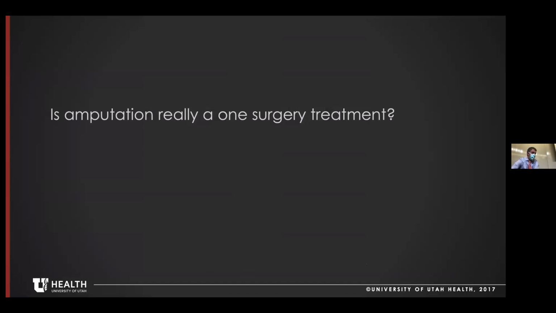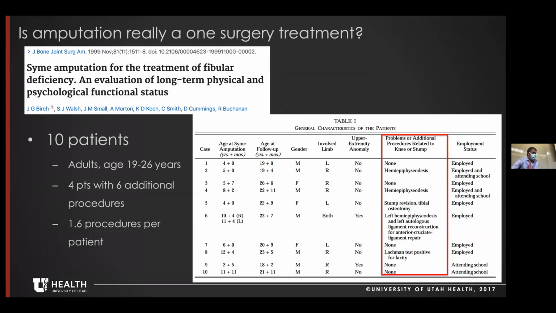So the first question is: is amputation really a one-surgery treatment, which is how it is frequently presented to families? This is a small series from Texas Scottish Rite looking at patients who had a Syme amputation for fibular hemimelia, evaluating them as adults ages 19 to 26. They found that 4 patients had 6 secondary procedures: 3 cases of guided growth, 1 knee ligament reconstruction, 1 stump revision, and 1 tibial osteotomy. So including the amputation, that's 1.6 procedures per patient.